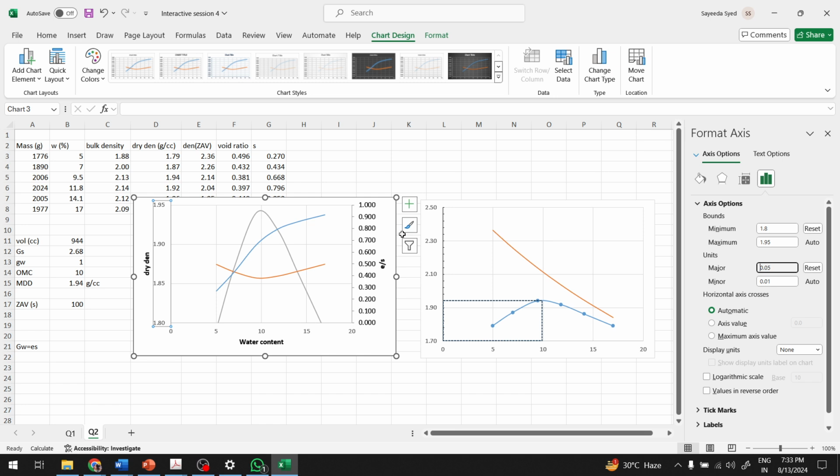Okay, so as you can see from here, as the density is increasing, the void ratio is decreasing, and just as the density starts to decrease, the void ratio starts to increase. So that is what I wanted to show you.